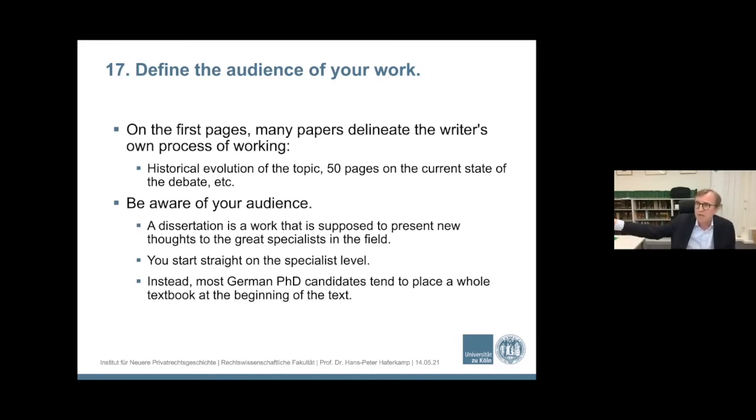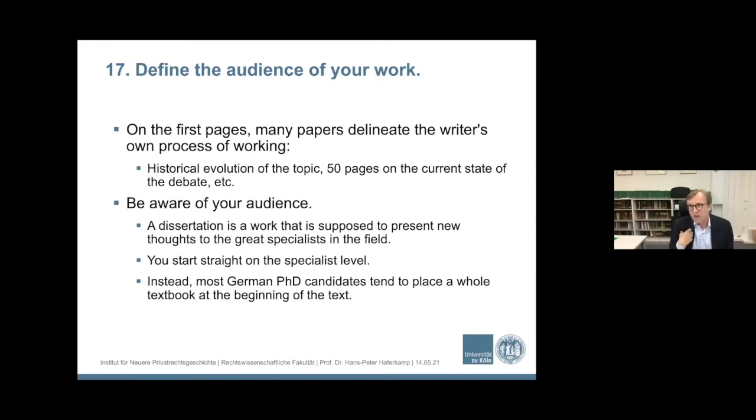Thick books in Germany are not quoted. Most of them do not have a precise structure. They have too many topics. They are not quoted. So I think be aware of your audience.